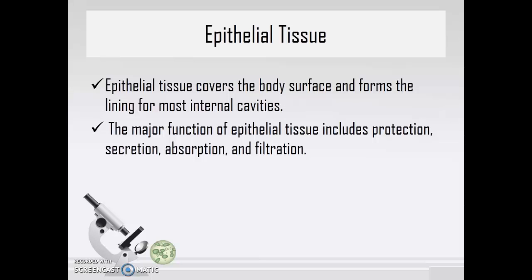Now let's talk about epithelial tissue in detail. Epithelial tissue covers the body surface and forms the lining for most internal cavities. Our skin is made up of epithelial tissue. Since it covers the body surface, its major function is protection. And since it forms the lining of most of the internal cavities, it has to do with secretion and absorption and filtration too.